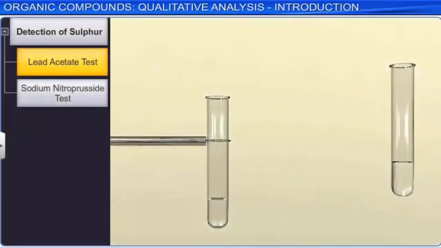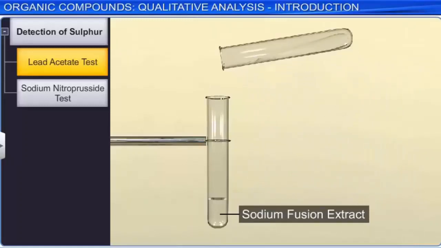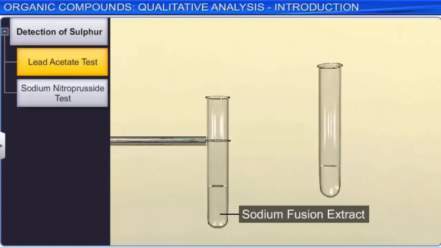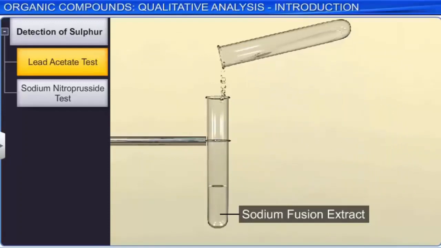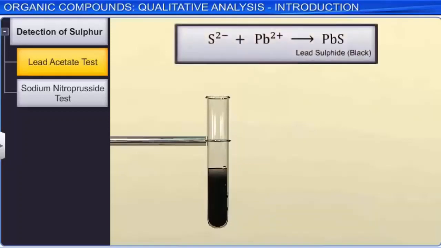In the lead acetate test, sodium fusion extract is first acidified with acetic acid and later lead acetate solution is added to this mixture. This produces a black precipitate of lead sulfide, confirming the presence of sulfur.